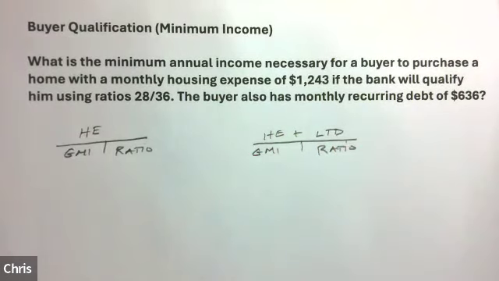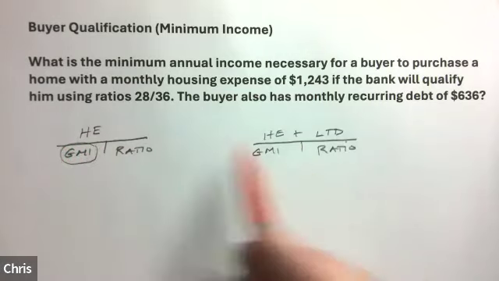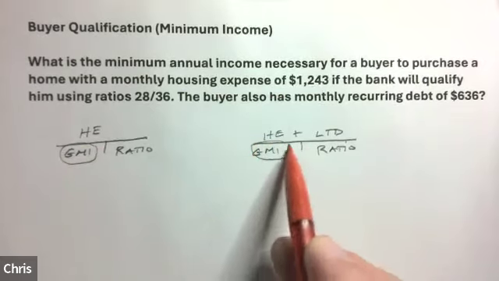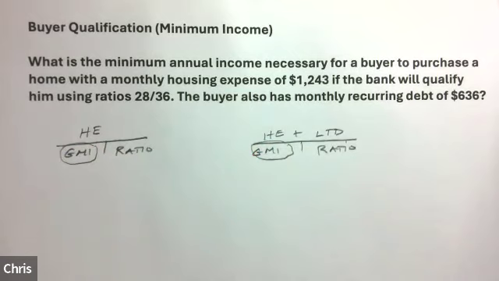Okay, let's take a look at the question here. What is the minimum annual income necessary for a buyer to purchase a home with a monthly housing expense of $1,243 if the bank will qualify him using 28/36 ratios? The buyer also has monthly recurring debt of $636. All this should sound familiar to you now, and it's just a matter of plugging it in. Does it make sense to you that the variable we're looking at in this one is the gross monthly income? What's the minimum monthly income? Or this says annual income, so we will annualize it once we get there.